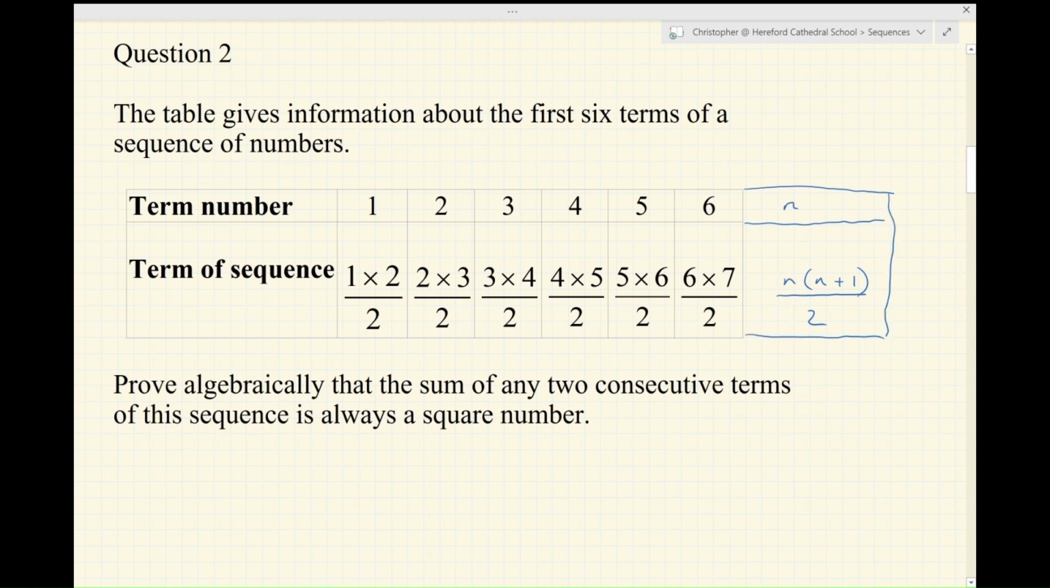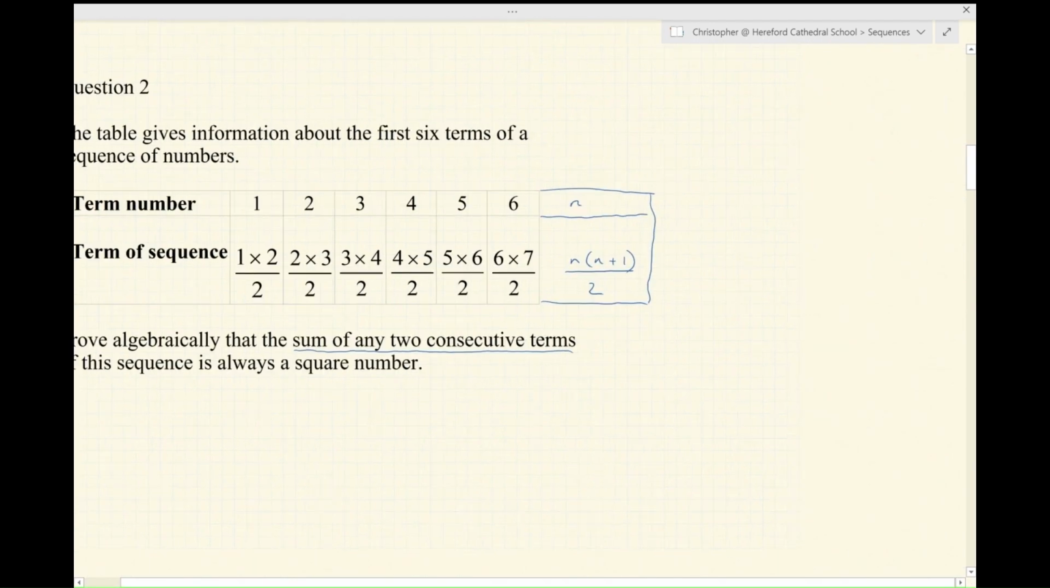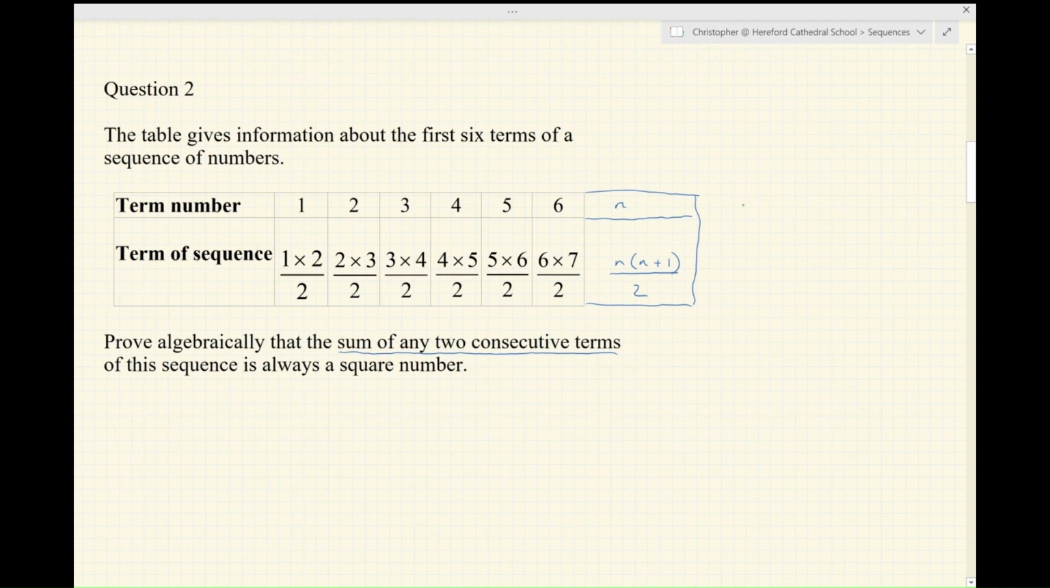And we're proving algebraically that the sum of any two consecutive terms is a square number. So we're going to need to know the generalized form of the next term as well, the n plus 1th term. Well, if the nth term is n lots of n plus 1 over 2, then the n plus 1th term is going to be n plus 1 times n plus 2 over 2. So there's an expression for two consecutive terms, the nth term and the n plus 1th term.